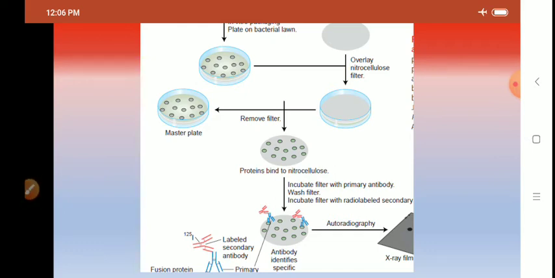So this is the immunochemical assay. This is the diagrammatic representation that we are discussing here. The theoretical part we have discussed in the earlier presentation. So that is all about selection of clones by the immunochemical method.